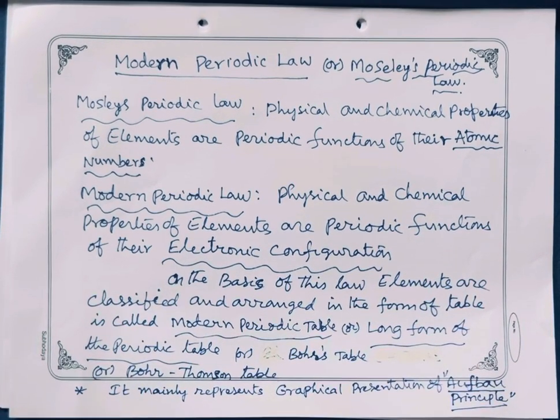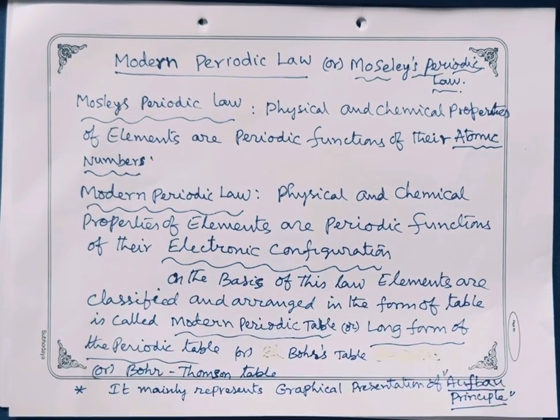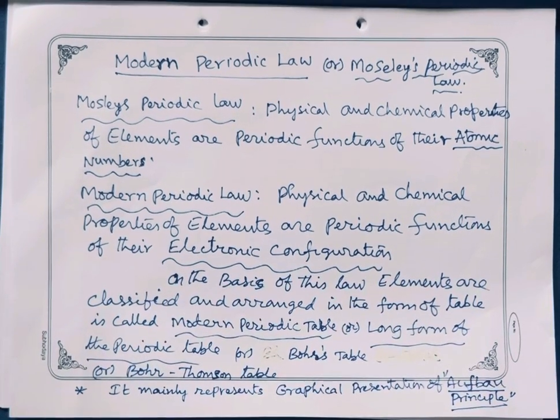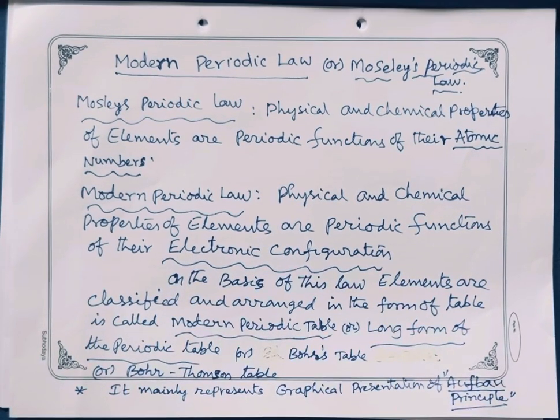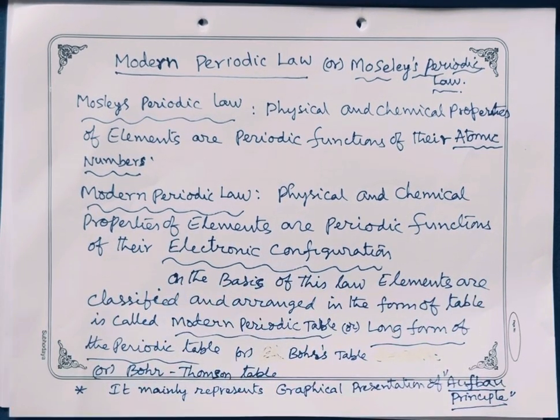It is also called Bohr's periodic table or Bohr-Thomson periodic table, because the electrons enter the orbits. Each period indicates one orbit. That is the reason the period number is indicated by the outer orbit number. The orbits were proposed by Bohr, in the Bohr-Thomson model, so this law or this table is also called Bohr's periodic table or Bohr-Thomson periodic table.